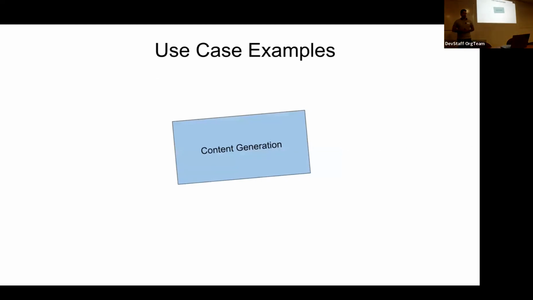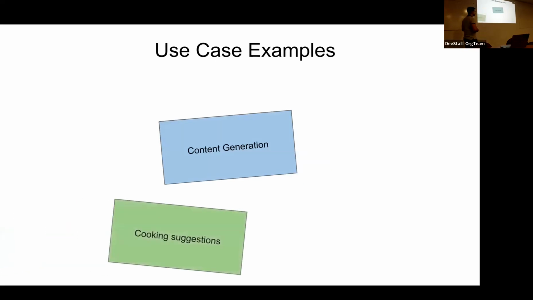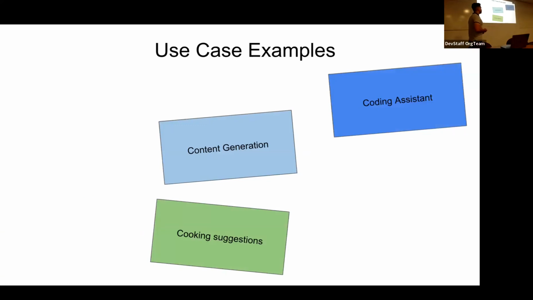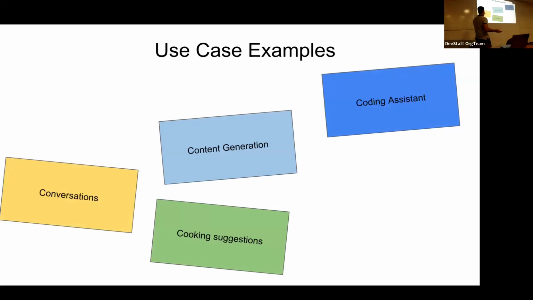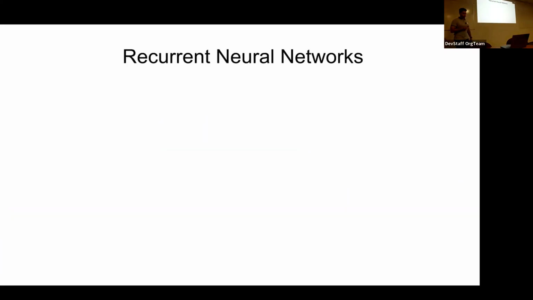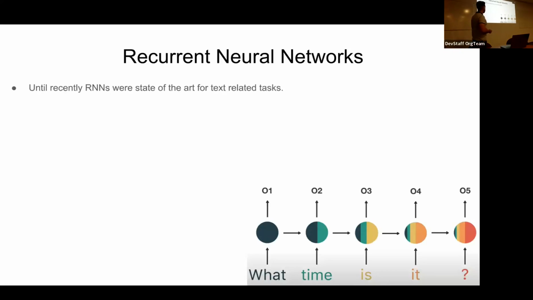Some use case examples of large language models are content generation and cooking suggestions. They can be used as coding assistants, to make conversations, for language translation, and also customer support. But let's see what was, until not that long ago, the state of the art for this model. Recurrent neural networks were the state of the art until recently for text-related tasks.